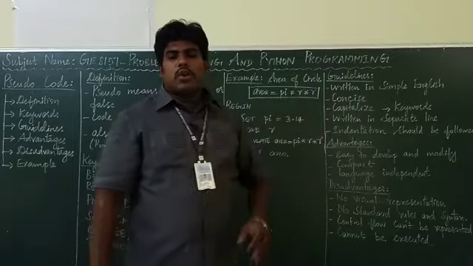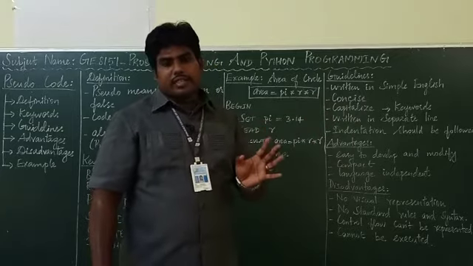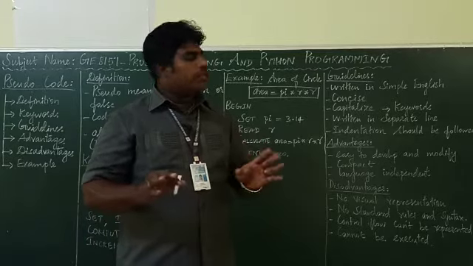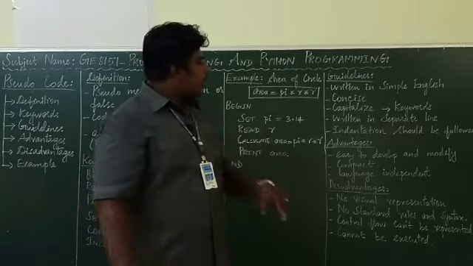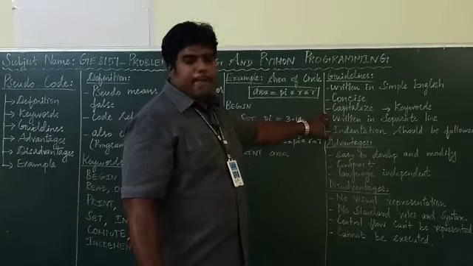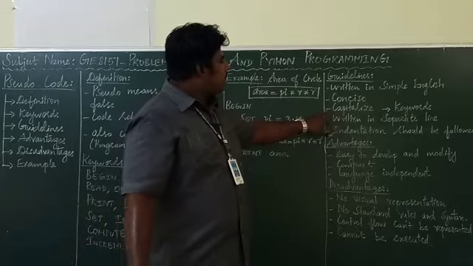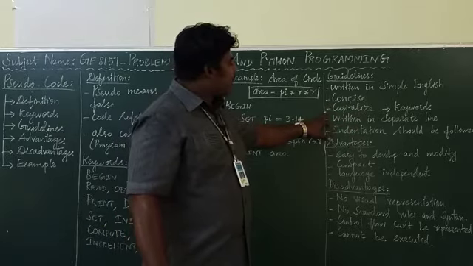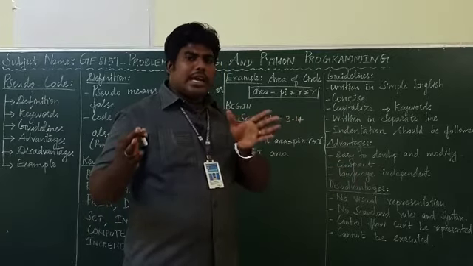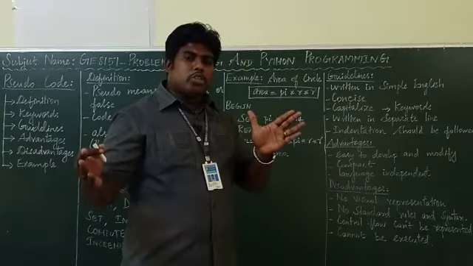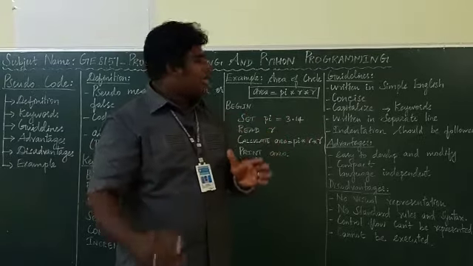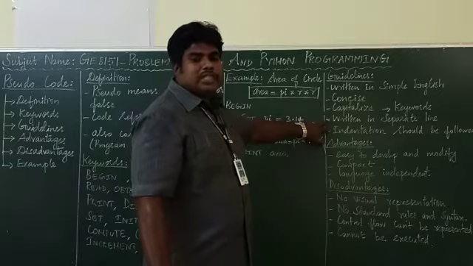Then concise. What is concise? Exact. Concise means exactly what you have to write. Your pseudocode should give the exact meaning. Then capitalize. All the keywords should be in capital letters. Already I told you that you have to write the keywords in capital letters. This concise means exact and compact. It should have exactly the things that are needed, but the length of the sentence should be short, concise, very short and compact.